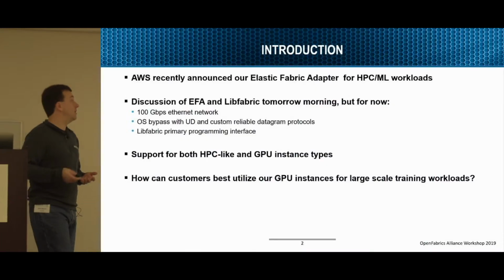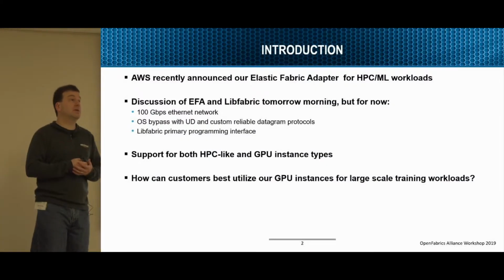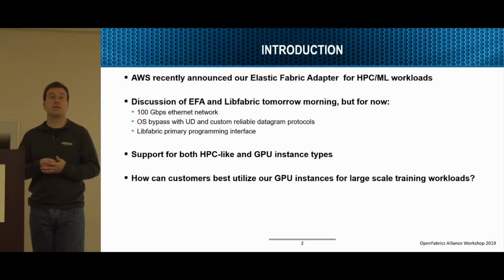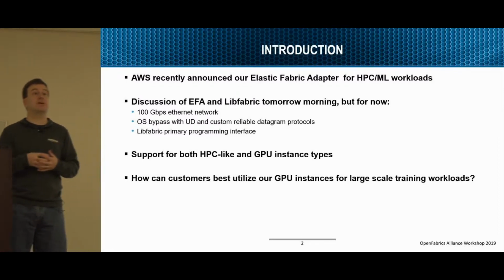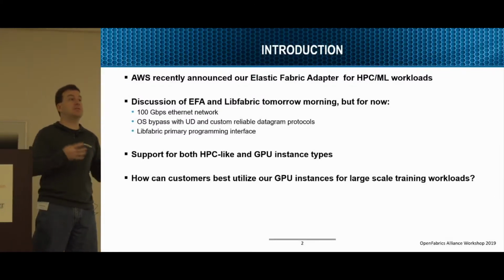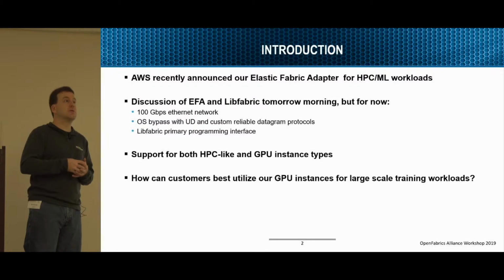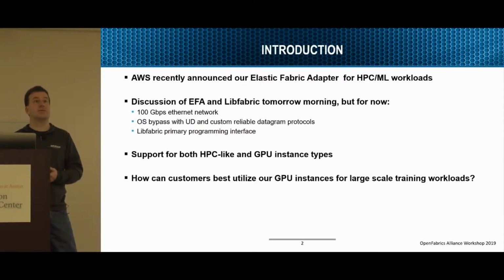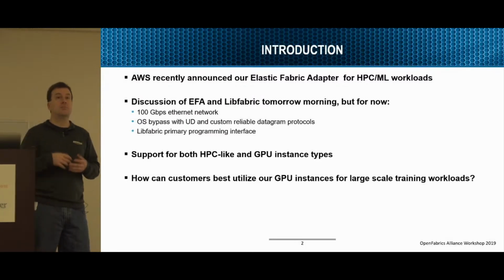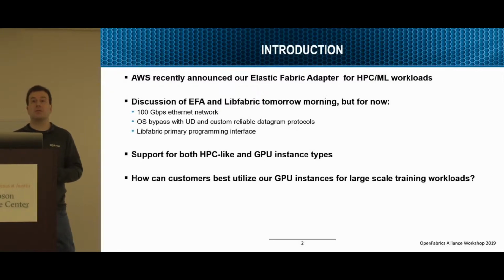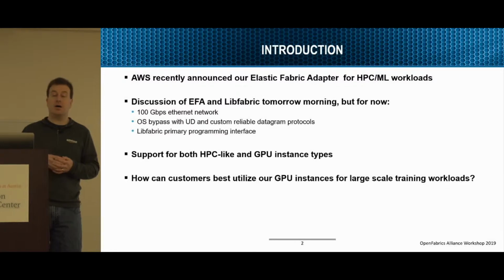So basically, AWS, quick, just setting context. AWS recently announced what we're calling EFA, which is an OS bypass network adapter for HPC and machine learning workloads. It's not quite a full RDMA verbs interface like everyone here is used to, but has a lot of the OS bypass constructs, and supports a UD queue pair as well as a reliable protocol.